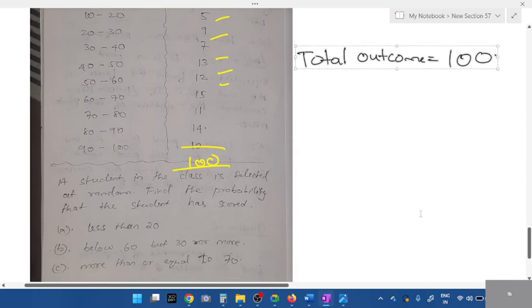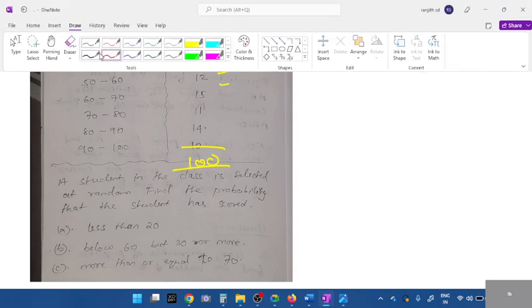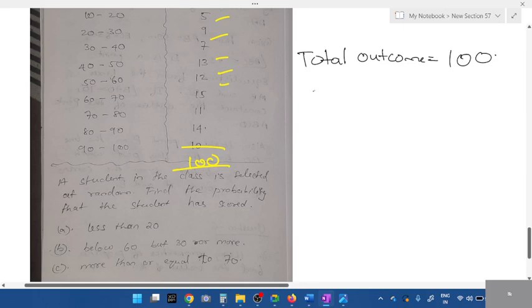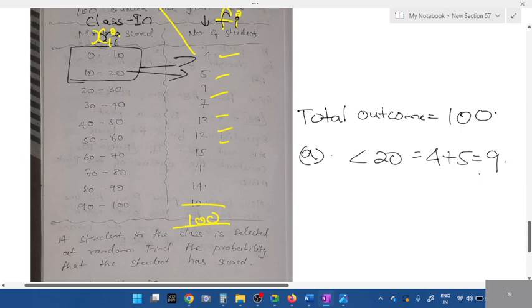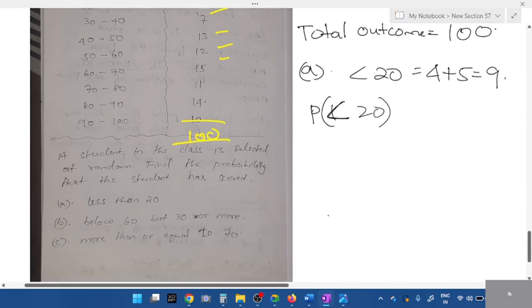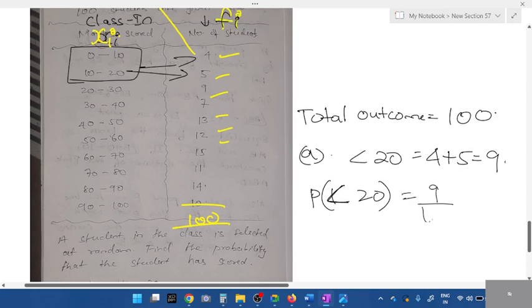Okay, let me take 100 here. First question. What is the probability of? The statement is important. Only if you write the statement properly, you'll get full marks. Less than 20. What are the values less than 20, students? Less than 20. How many have to add? 4 plus 5 equals 9. Is it clear? All of you understood? So what is the probability of less than 20? 9 divided by 100.